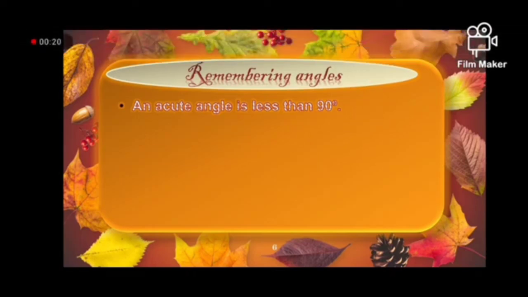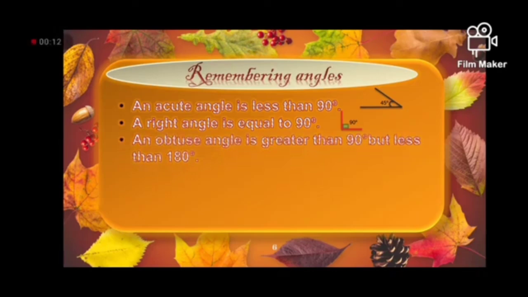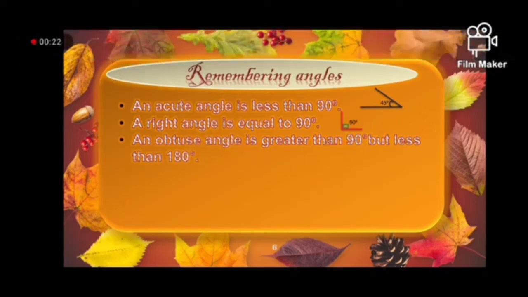This is an angle of 45 degrees. It means it is an acute angle. A right angle is equal to 90 degrees. An angle which measures equal to 90 degrees is called a right angle. An obtuse angle is greater than 90 degrees but less than 180 degrees. This is an obtuse angle.